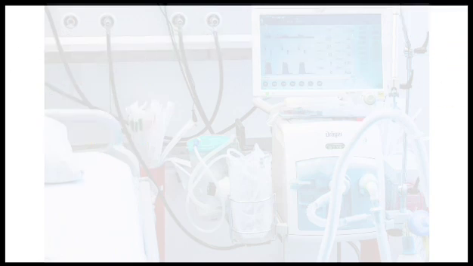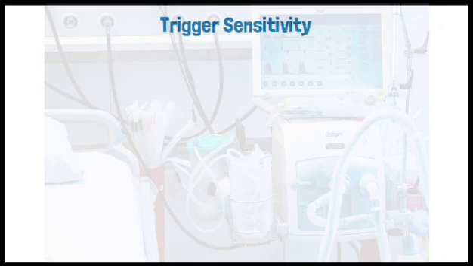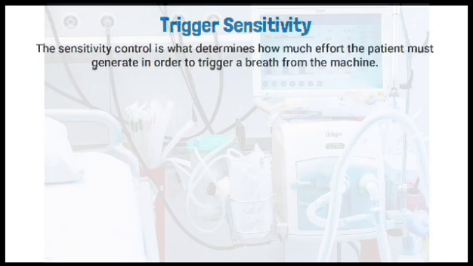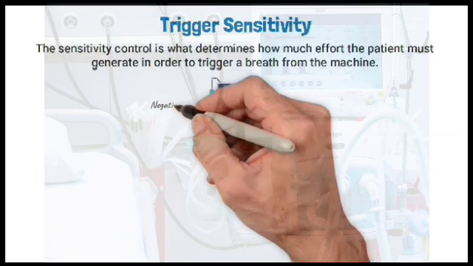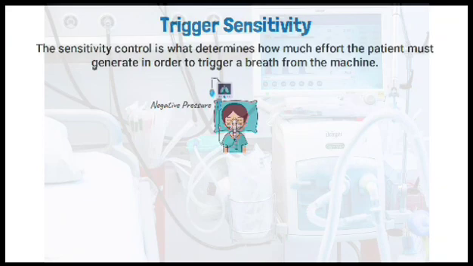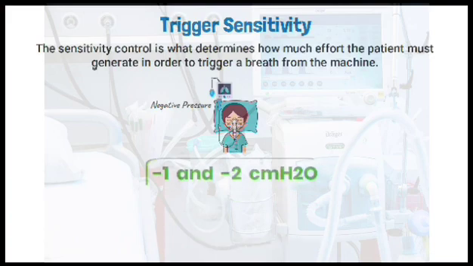Now let's talk about the sensitivity, also known as the trigger. The sensitivity control is what determines how much effort the patient must generate in order to trigger a breath from the machine. And when I say effort, what I'm really referring to is how much negative pressure the patient must generate for the ventilator to deliver a breath. The normal sensitivity setting should be set between -1 and -2 centimeters of water pressure.